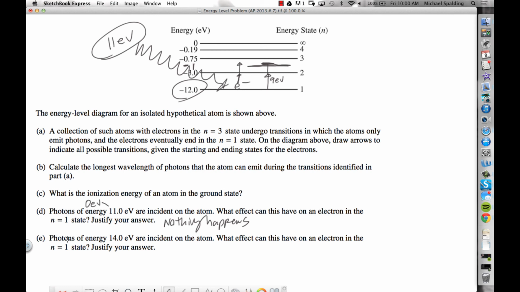Okay, last one. Photons of energy, 14 electron volts, hit the atom. What will this do to the atom starting if the electrons start down here and the n equals 1? 14 electron volts, what's it going to do? How much energy is needed to pull it off the atom? 12, and we have 14, so what's going to happen to this electron? It's coming off the atom. The answer here is it will ionize the atom. The atom will become an ion.